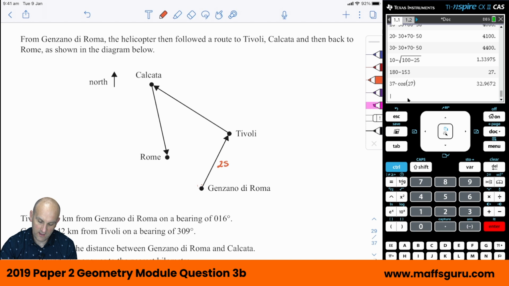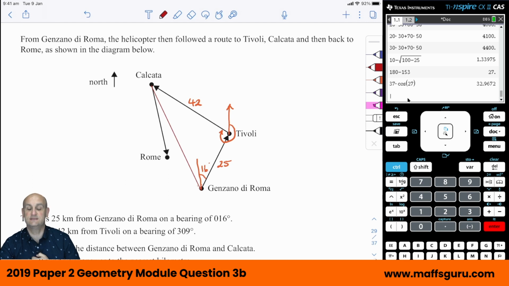So that there is 25 on a bearing of 16 degrees. So I now know that that there is 16 degrees. Calcutta is 42 from Tivoli, 42. And I'm already suggesting now, because I've got two sides, that this is going to be hopefully a cosine question. All right, Calcutta is 42 from Tivoli on a bearing of 309 degrees. Now, what that means is that this whole bearing here is 309 degrees. Calculate the distance between Genzano di Roma and Calcutta. So what they're trying to do is find this distance here. Hopefully they'll turn that into a straight line. So that's that distance there, right?